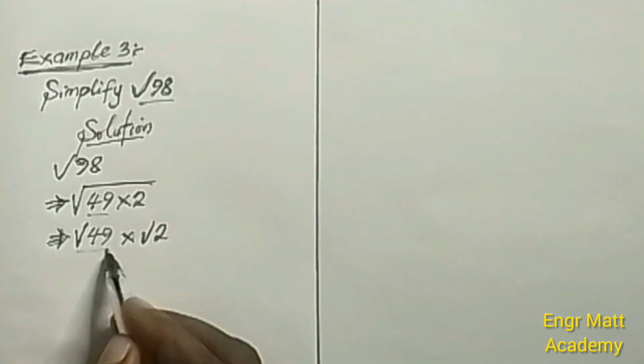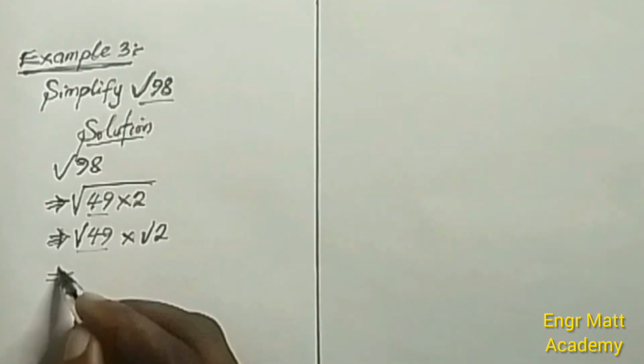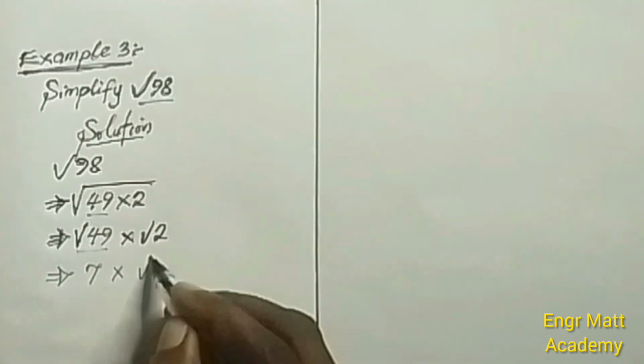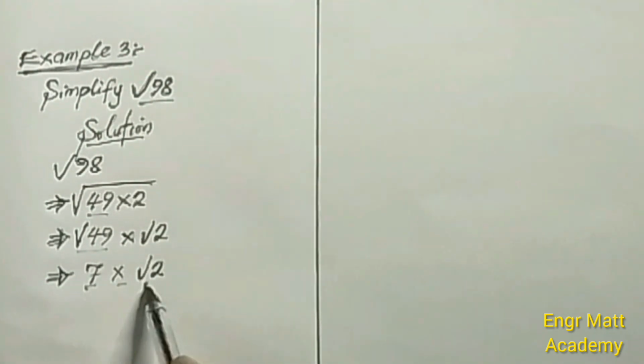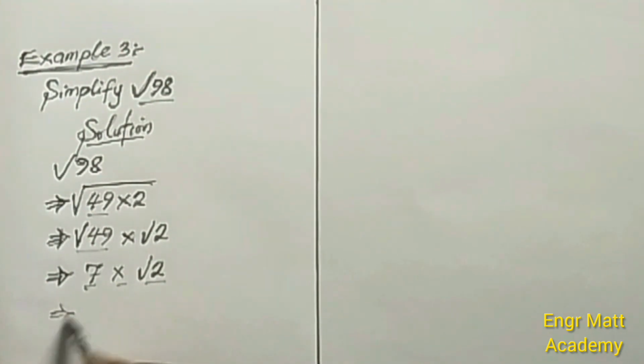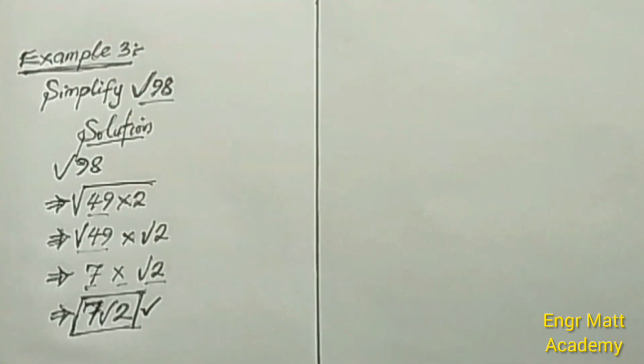Next, what is root 49? Or what is the square root of 49? That is 7. So we have 7 times root 2, because root 2 is a surd, so we leave it as that. Next, we say 7 times root 2. That will give us 7 root 2, and that is the answer. Next, let's look at common mistakes that students make.